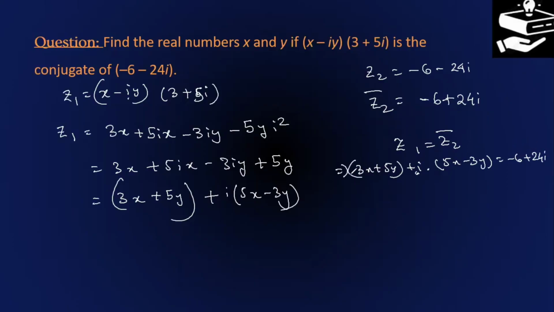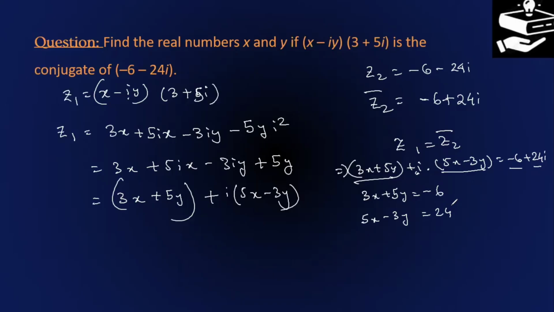Now if we compare, I'll be getting that the real parts are basically 3x plus 5y and minus 6. So if we equate the real parts, I'll get 3x plus 5y is equal to minus 6. On the other hand, the imaginary part: 5x minus 3y will be equal to 24. So 5x minus 3y is equal to 24. Clear? Now let's solve this.